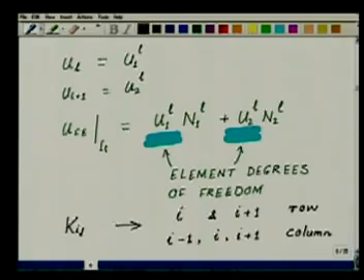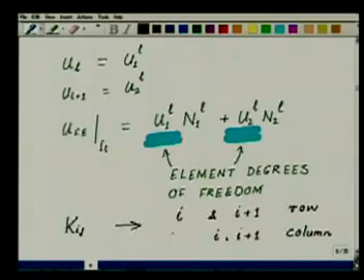So these rows and these columns are the ones to which the element contributes. So what we see is that the element contributes to the ith and the (i+1)th row of the global stiffness matrix K, and to the ith and (i+1)th column. So let us now look at these contributions. So what are these contributions?